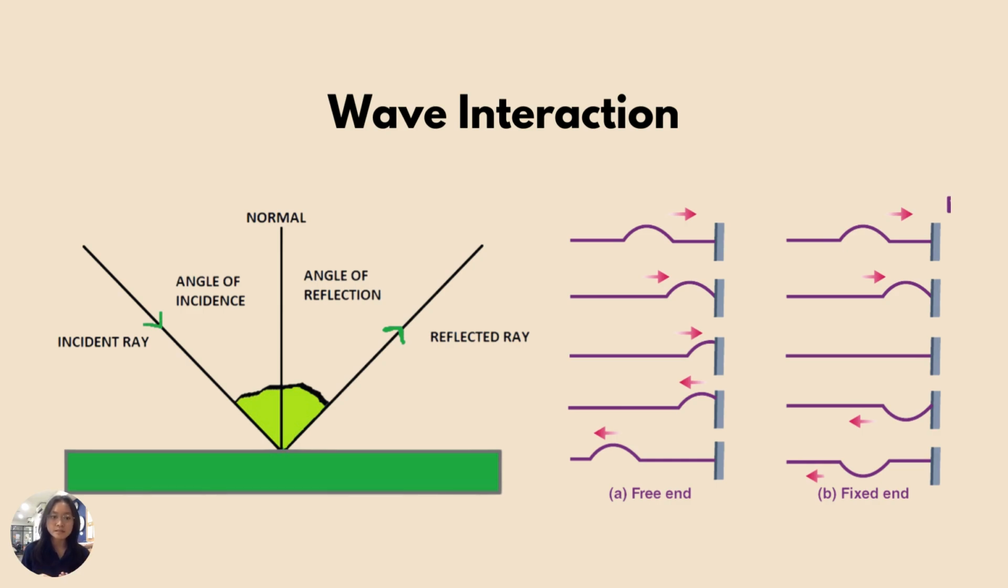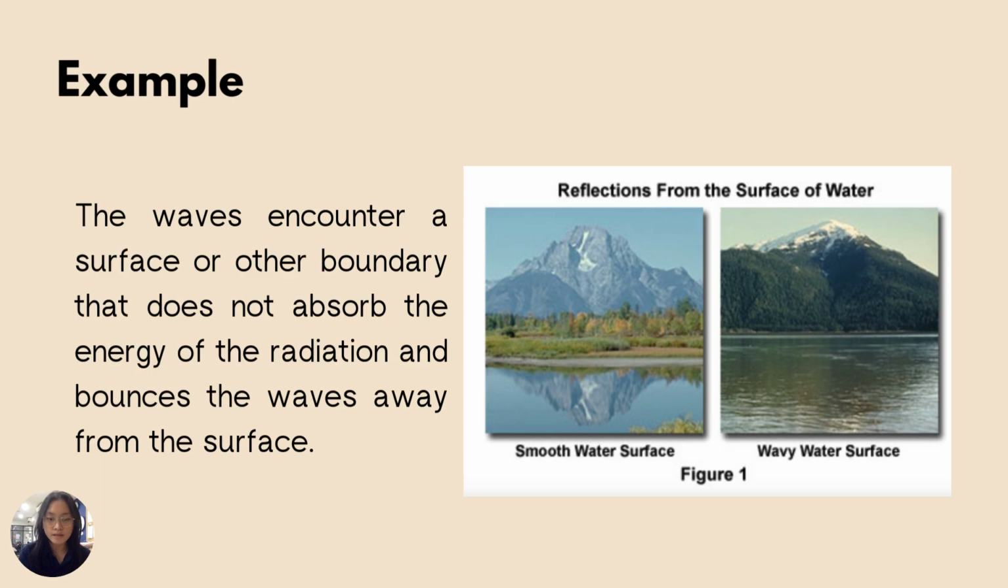So the fixed boundary is basically the opposite of the free boundary. When the wave bounces off the fixed boundary, it switches, and the amplitude goes to the bottom, and it goes on like that. An example is in figure one, which shows reflections from the surface of water. The waves encounter a surface or other boundary that does not absorb the energy or radiation, and it bounces the waves away from the surface.